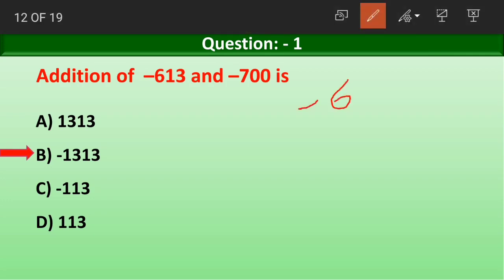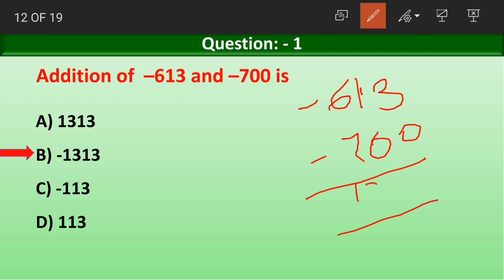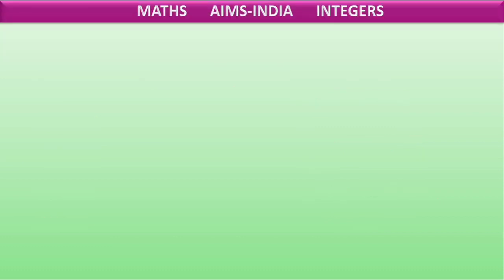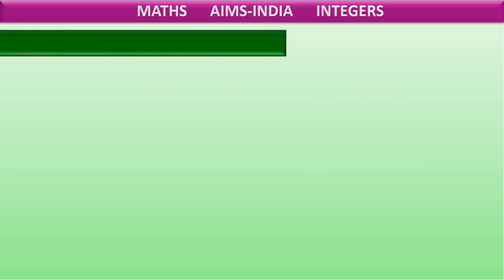How? We have minus 613 and we have minus 700. When we add these two, we get the answer of 1313, and coming to the signs, it is addition. So both the numbers are negative, so the result will also carry the negative sign. Is this clear? We've added up the absolute values of the numbers, and as both numbers carry a negative sign, the answer will also have a negative sign.